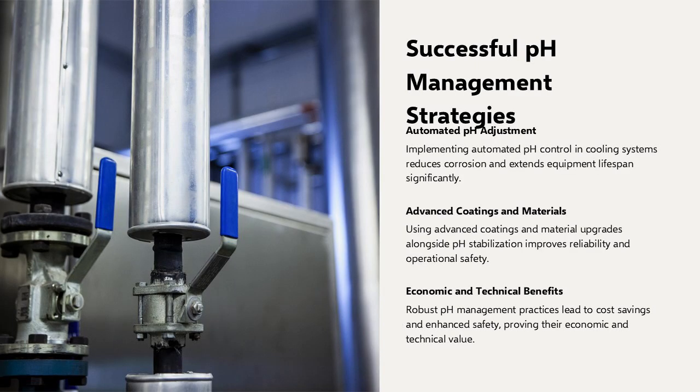Companies that implement robust pH control programs report significant reductions in corrosion-related failures. For example, a petrochemical facility introduced automated pH adjustment systems in its cooling circuits, resulting in extended equipment life and reduced maintenance costs. Another plant adopted advanced coatings and material upgrades alongside pH stabilization, achieving improved reliability and safety. These success stories demonstrate that proactive pH management is not only technically effective but also economically beneficial, reinforcing its role as a best practice in the chemical industry.